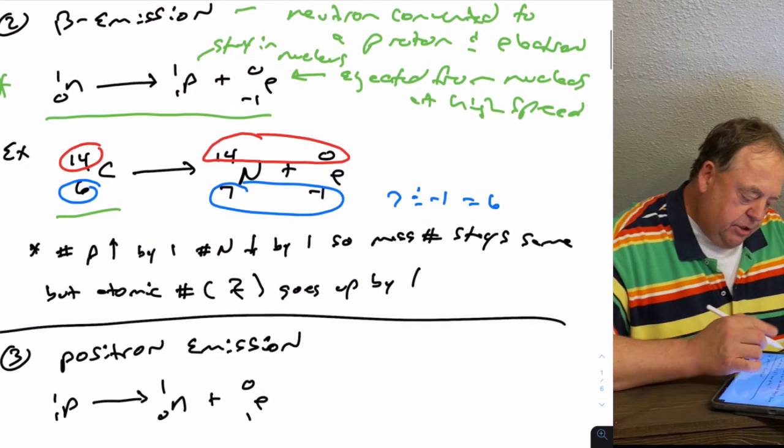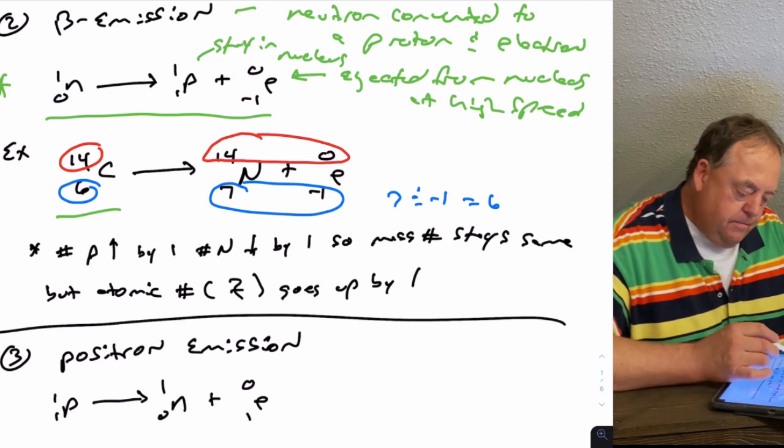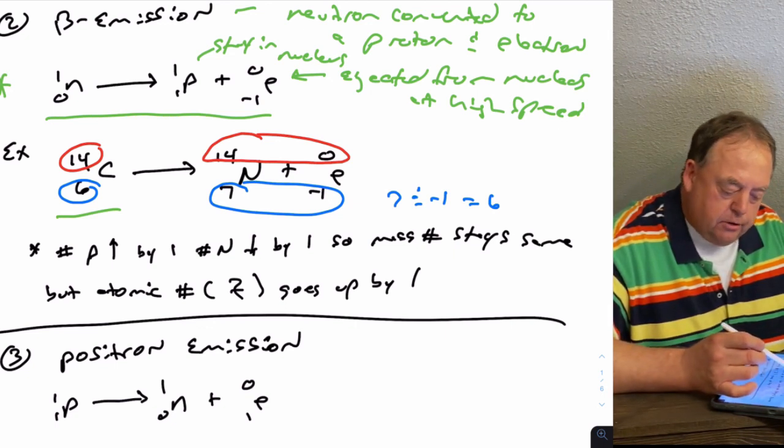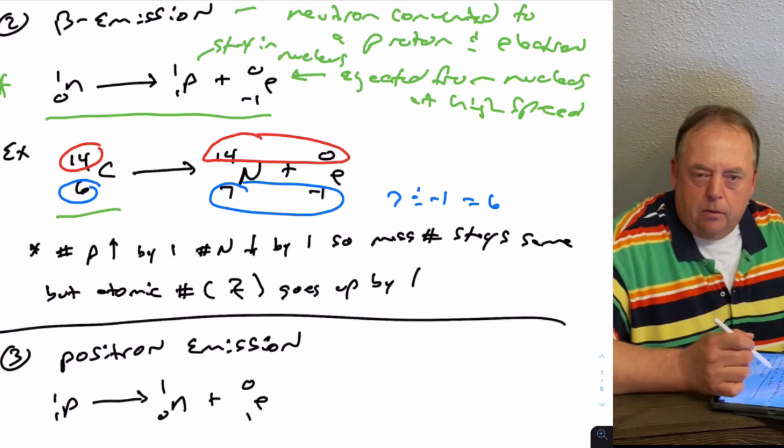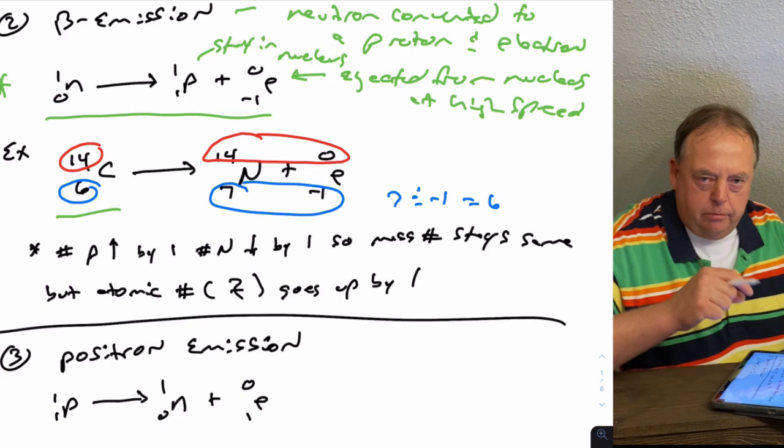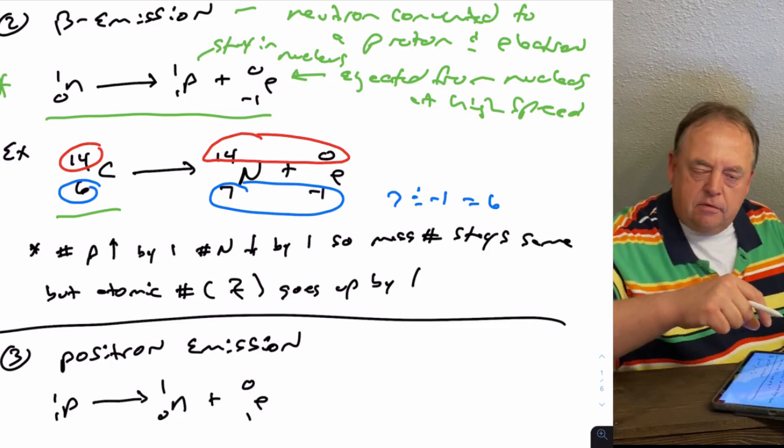In beta emission, the number of protons goes up by 1, and the number of neutrons goes down by 1, so the mass number stays the same. But the atomic number goes up by 1. So whatever element you started with, it'll be converted into the next element in the periodic table.